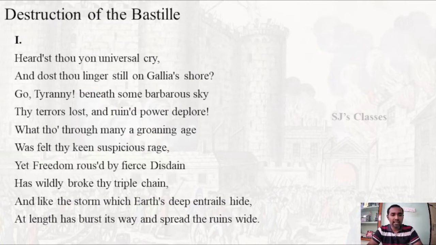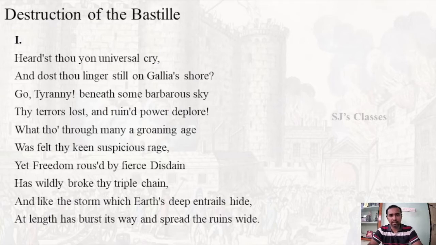And dost thou linger still on Gallia's shore? Coleridge addresses someone and asks, do you still linger? Linger means spend time at a particular place. Gallia is an ancient region of Western Europe that included what is now northern Italy, France, Belgium, a part of Germany, and the Netherlands. So he asks, dost thou linger still on Gallia's shore?